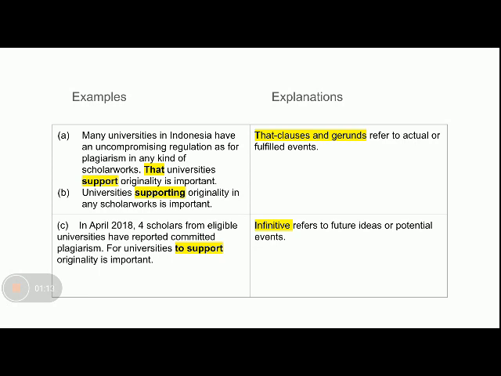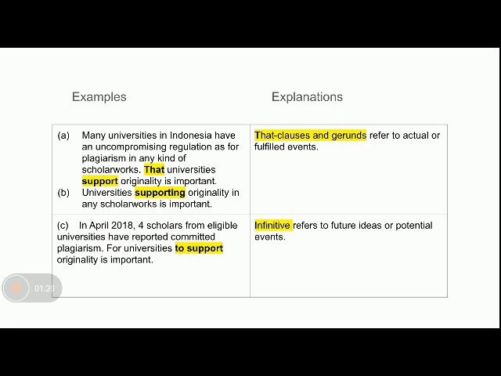And then the example C. In April 2018, 4 scholars from eligible universities have reported committed plagiarism. For universities to support originality is important. So here we use infinitive to refer to future ideas or potential events.